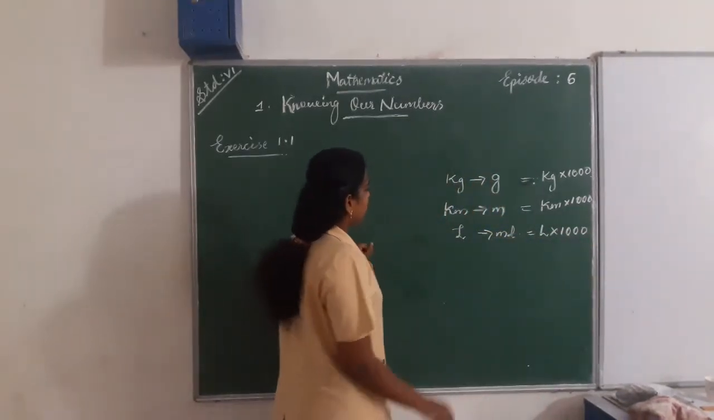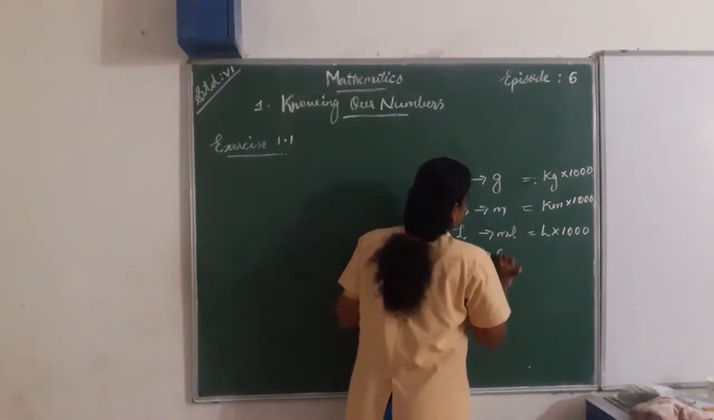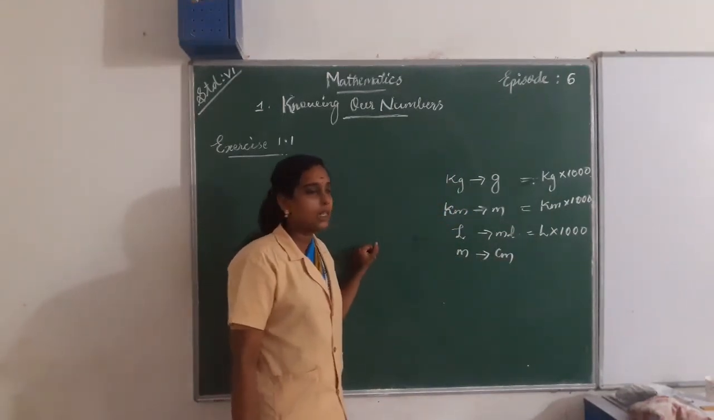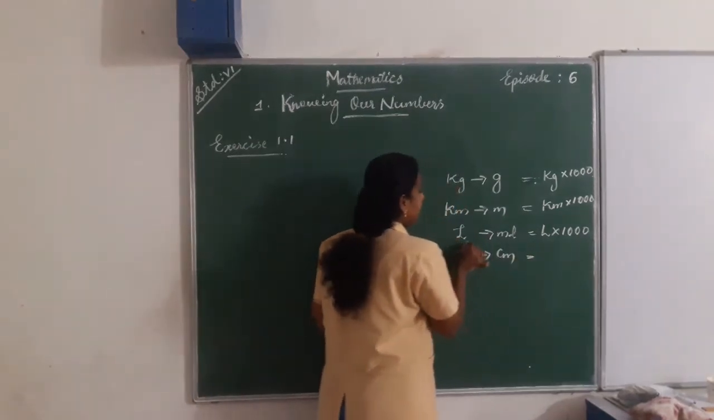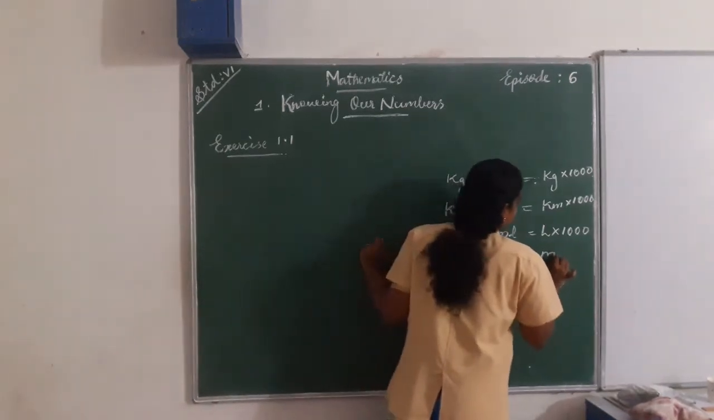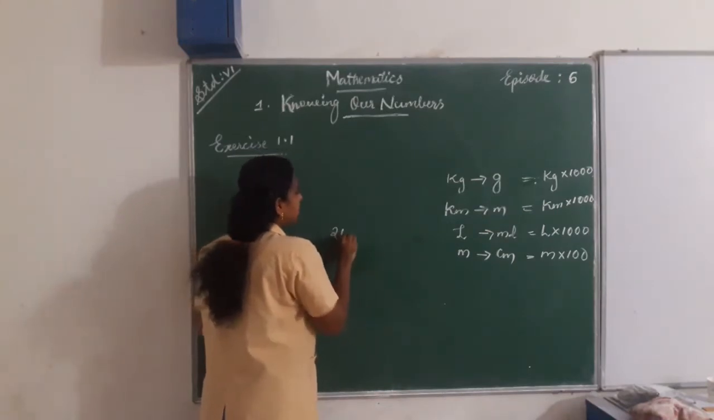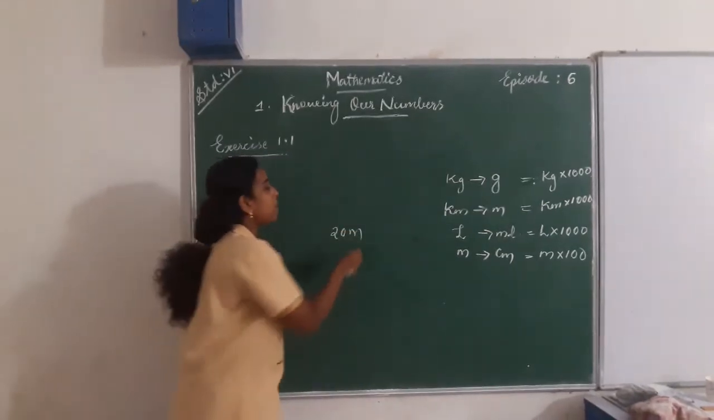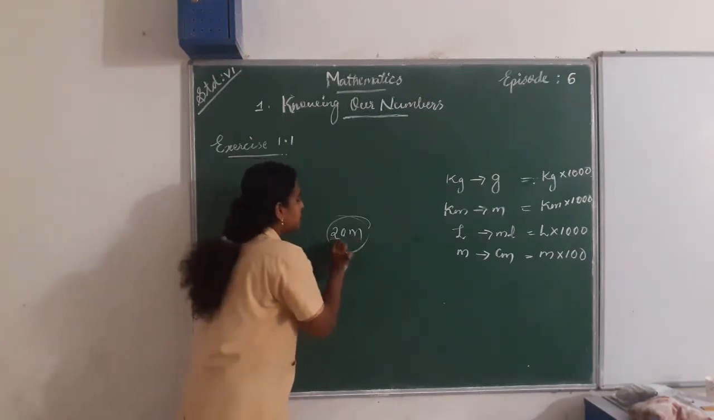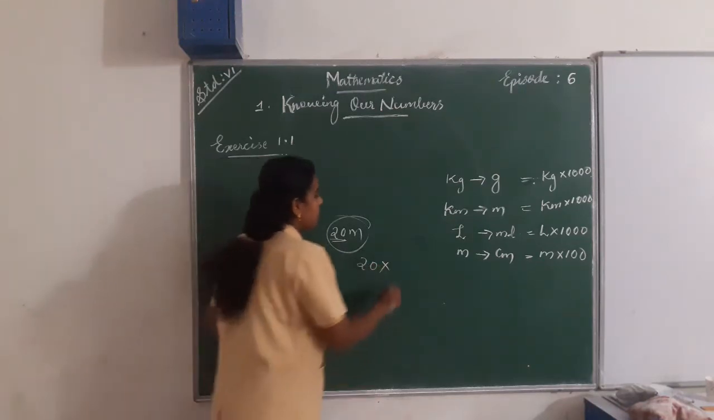There is another conversion, that is meter into centimeter. To convert meter into centimeter, we multiply the number of meters by 100. An example is given: 20 meter. For converting 20 meter into centimeter, we multiply the number of meters, that is 20, by 100.